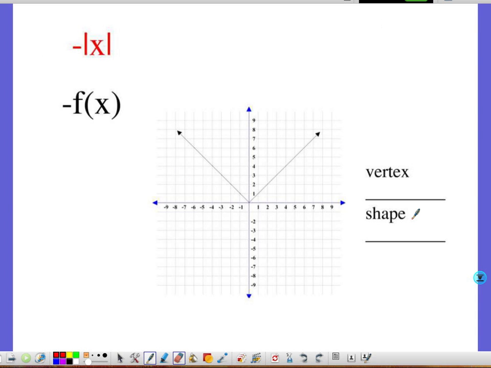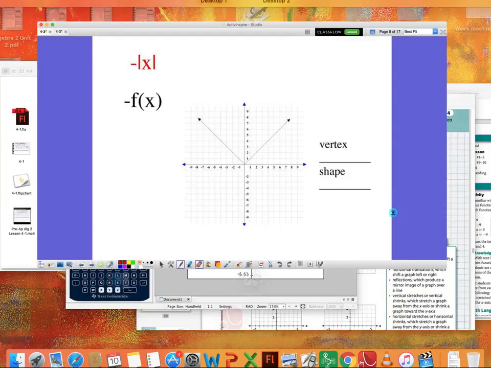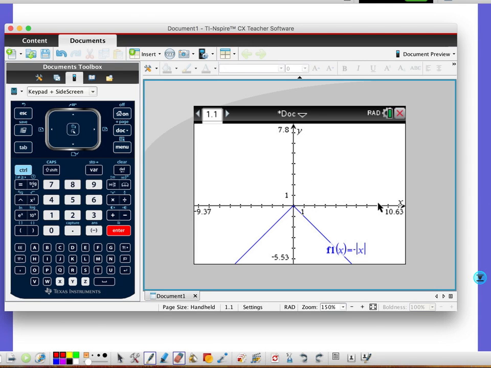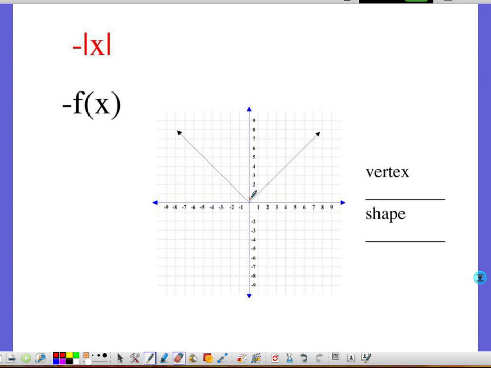Now we start getting to some interesting ones. Here we have a negative outside the absolute value. When you put this in your graph, we put that negative on the outside. Take a look what happens. It becomes flipped over. It's basically flipped, or another word for flipped is that it's reflected. Across which axis here? Well, it's reflected across the x-axis.